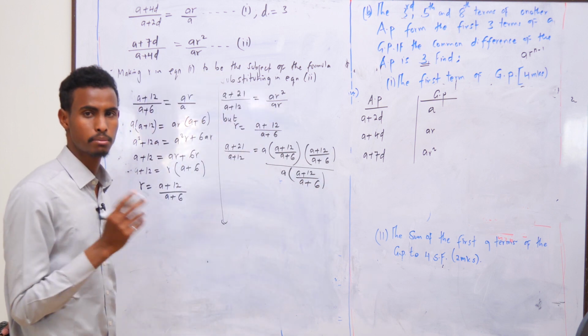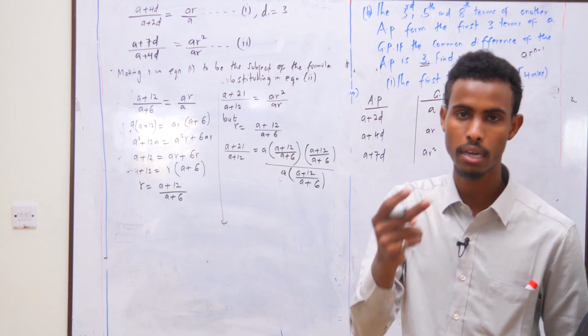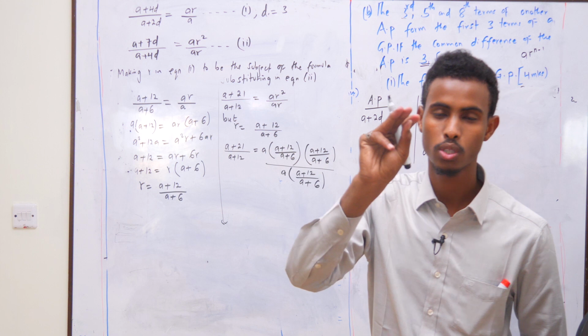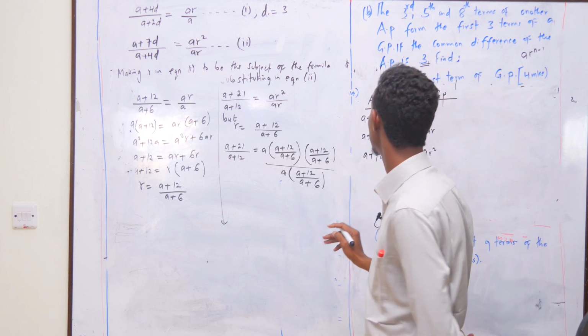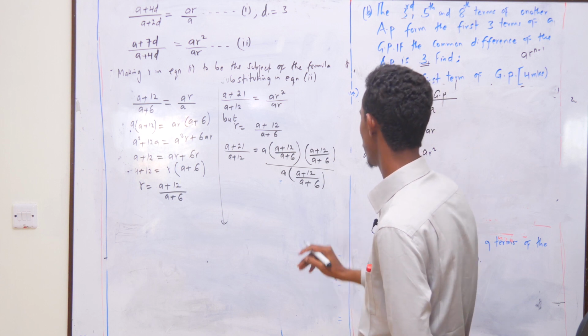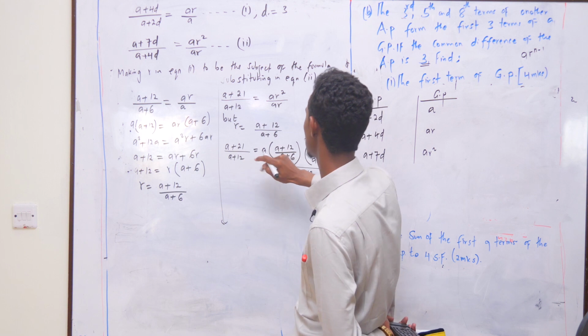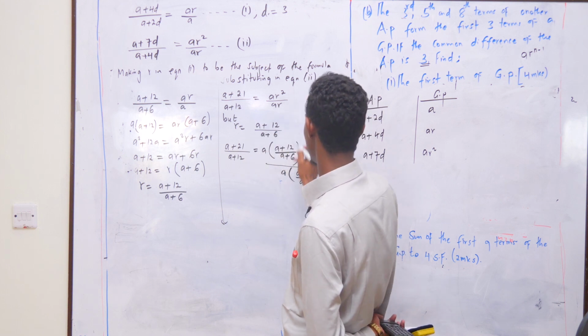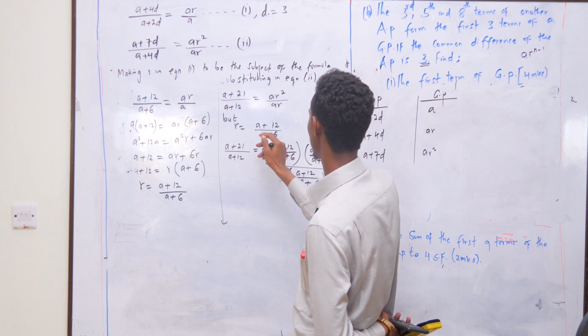Very good. Class, remember, we were saying the third term of an AP, the fifth term and the eighth term correspond to the first three consecutive terms of a GP. Now, that is what we are trying to do here. Now, we said A plus 21 over A plus 12 is equals to AR squared. Now, our R squared will be A plus 12 over A plus 6 because R was like this.